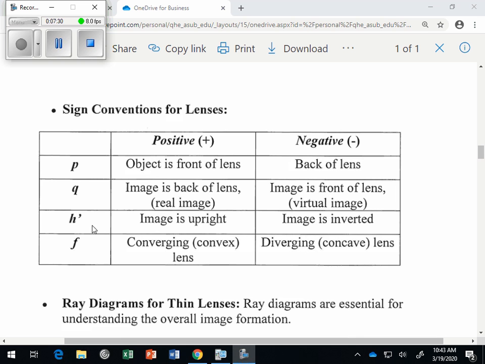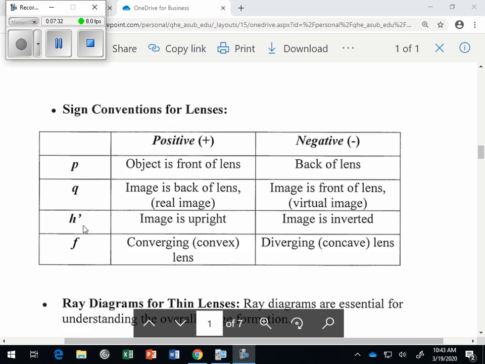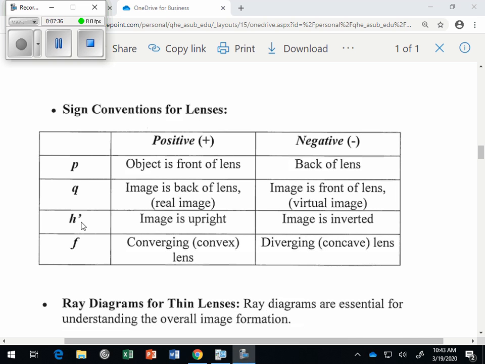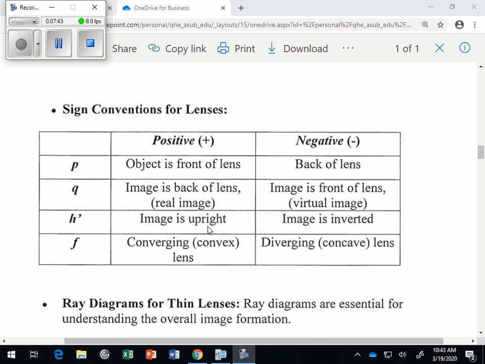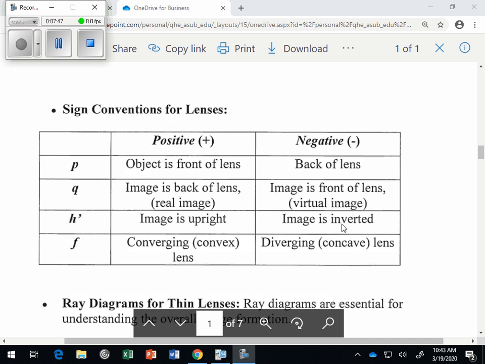So now the H prime, this is the height of the image. If the image is upright, we call it positive. Okay, if the image is inverted, upside down, it's negative. H will take a negative sign.